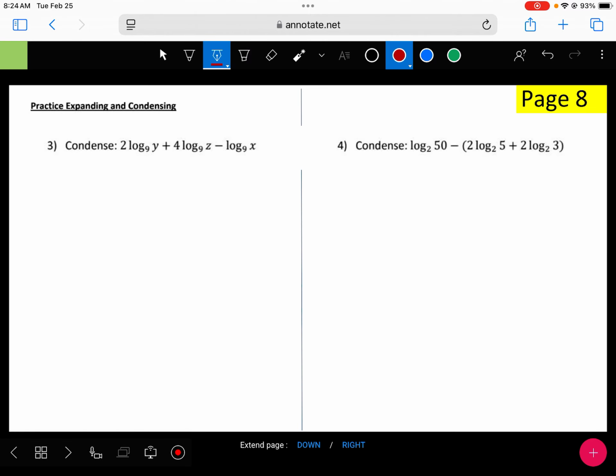So I want you to go to the bottom of page 8, and I want everyone to try to work on number 3. I'm just going to give you a couple minutes to try to do that one on your own, and I'm just going to peek at your paper. So we're going to the bottom of page 8. Try to condense down number 3.